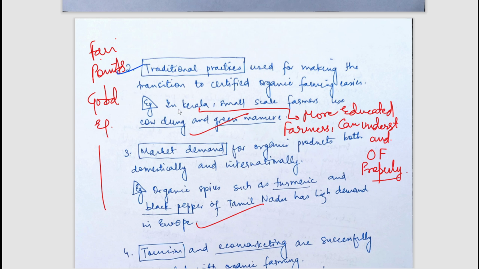For example, in states like Kerala, the farmers are more educated as compared to some backward regions in Bihar, Jharkhand or Chhattisgarh. The farmers of Kerala and Tamil Nadu are more educated, and they can understand organic farming more properly. So that could be another advantage when it comes to southern India.